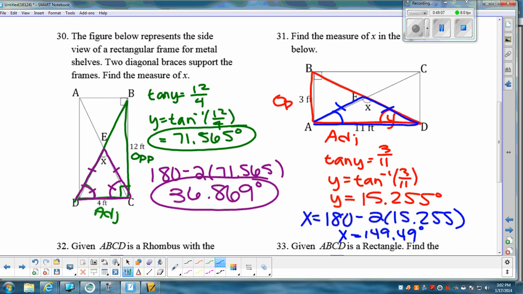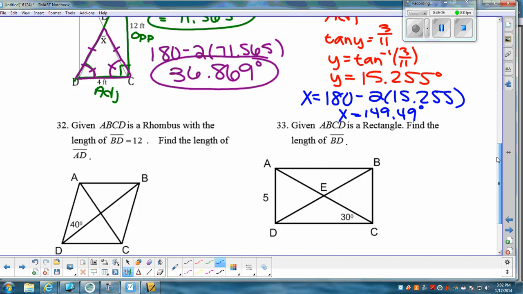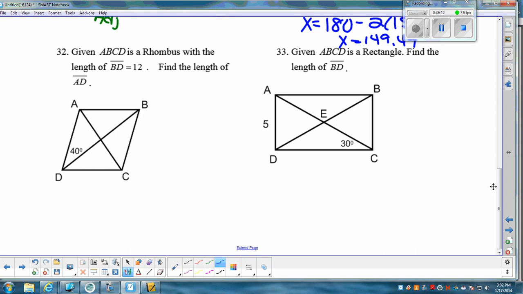Number 32 is given ABCD is a rhombus with BD being 12. That means this whole thing is 12. Well, if I look at this triangle that involves my 40, I know that this is a 90-degree angle. Since my right triangle uses half of BD, I know that this is 6, and I need to figure out AD. So once again, I'm using trig.